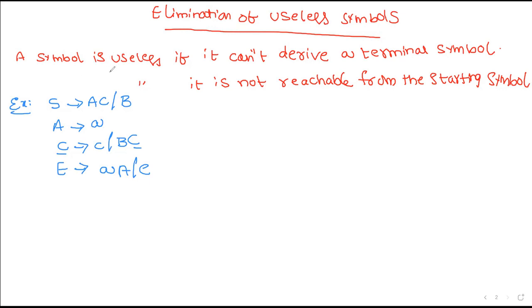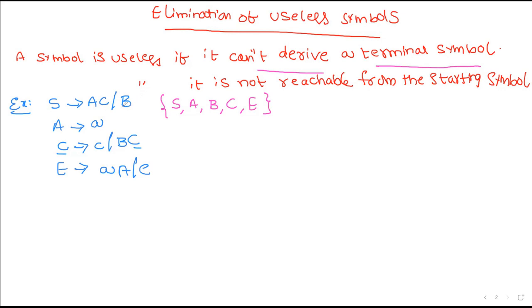Direct procedure. When you say that a symbol is useless if it cannot derive a terminal symbol, what are the symbols we have? We have S, A, B, C, E. These are the symbols present in the given grammar. Check whether S derives any terminal or not. S tends to capital AC. If A is replaced with small a, and C is replaced with small c, S derives a terminal symbol. Now, A tends to small a, so A derives a terminal symbol.